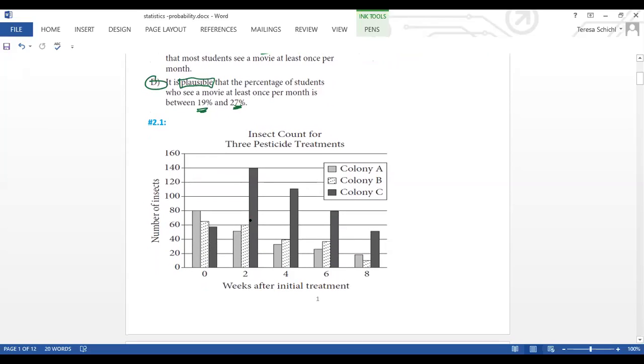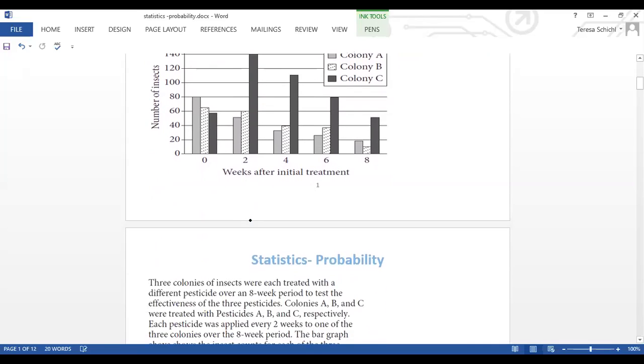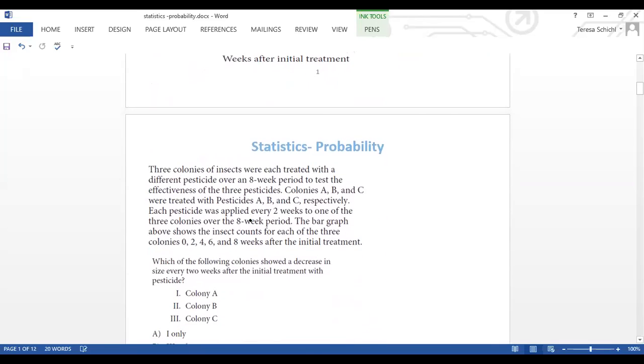Okay, let's take a look at problem number 2 here. This is the insect count for the 3 pesticide treatments. It says 3 colonies of insects were each treated with a different pesticide over 8 weeks to test the effectiveness of the 3 pesticides.